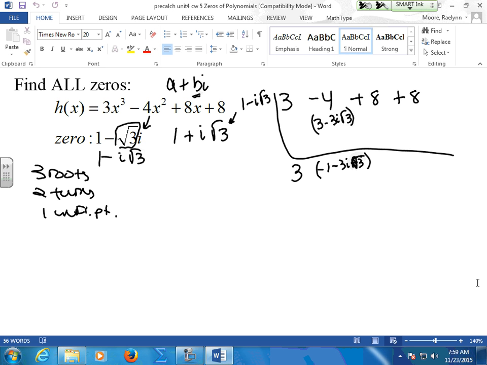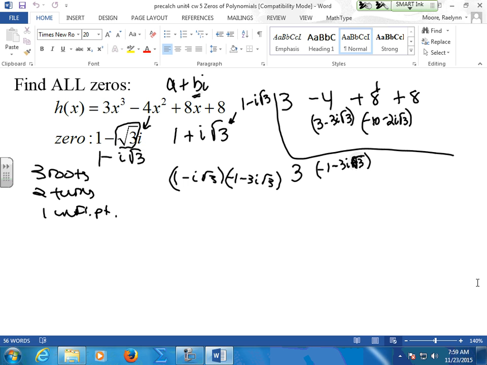Okay, now you're going to multiply again. This one's a tough one to multiply: 1 minus i radical 3 times -1 minus 3i radical 3. You're going to have to FOIL that one out. I'll give you the answer right now so we don't have to FOIL it out. So it's -10 minus 2i radical 3.